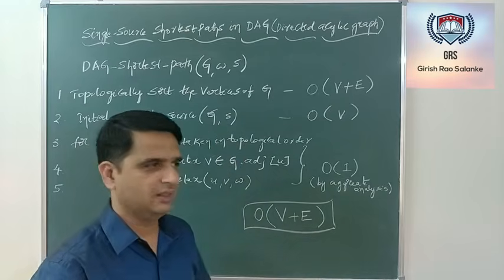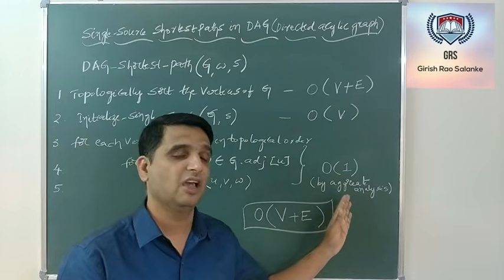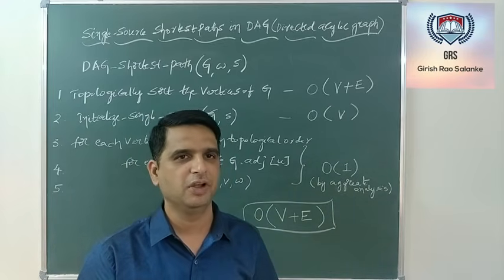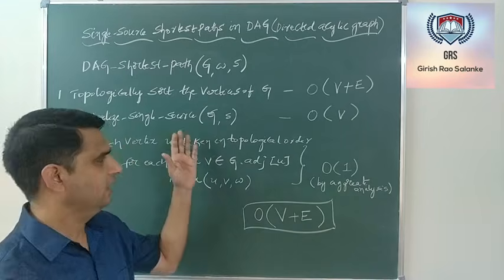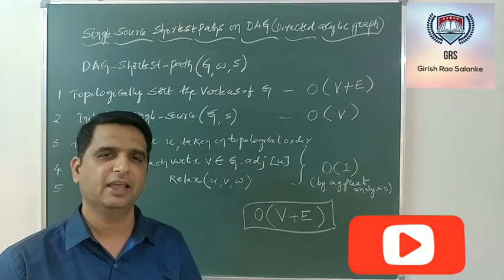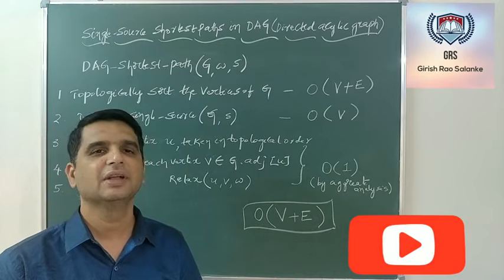Please note that this aggregate analysis, which I termed the amortized analysis of an algorithm, we are going to learn in the coming videos. Hope this is clear? Single source shortest path in case of a directed acyclic graph. Thank you.